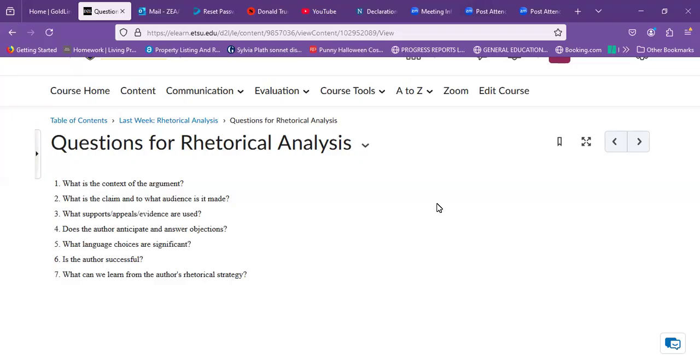So, supports could be the logical arguments, the evidence that's being offered, could be conclusions drawn from that evidence. All of that is part of the logos. Could be the emotional appeals, the pathos of the argument, are part of the support. Could be any statements that assert or are based on the speaker's authority or expertise.